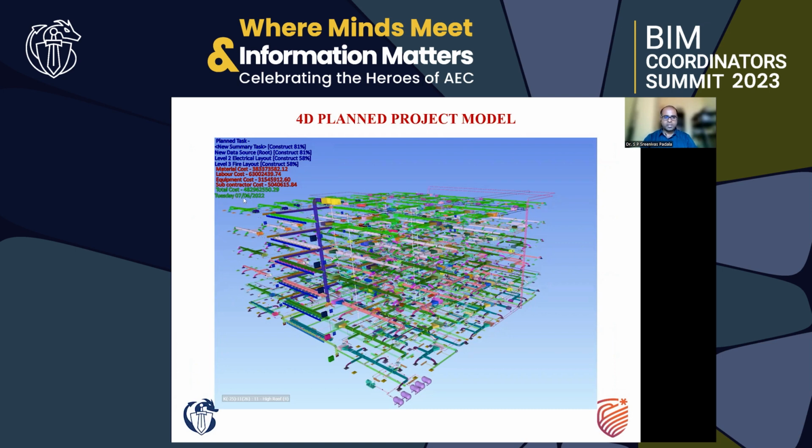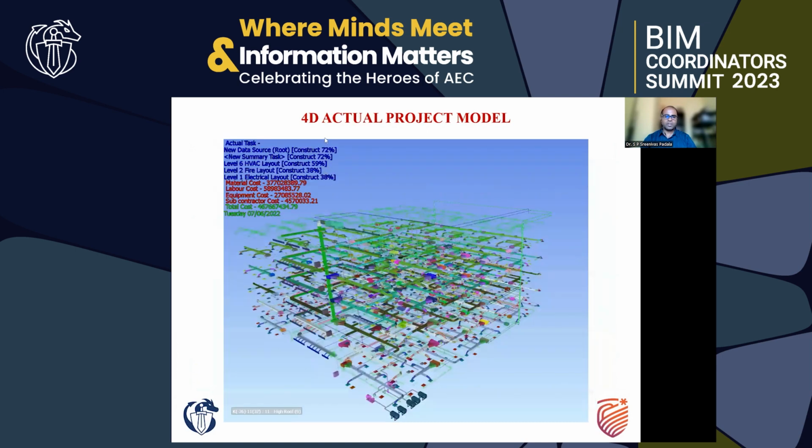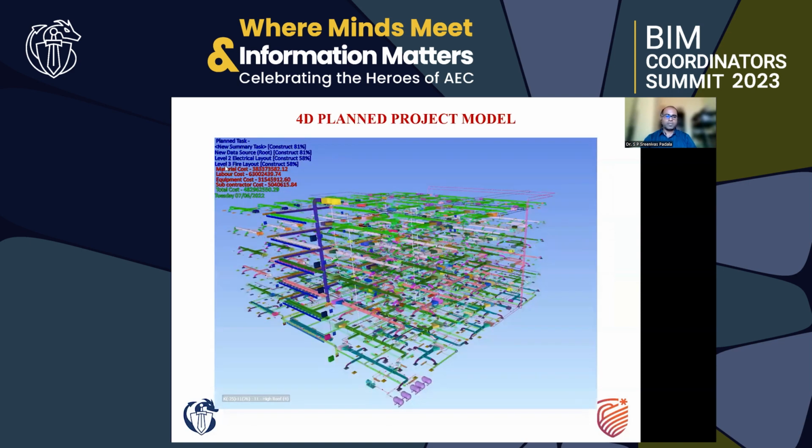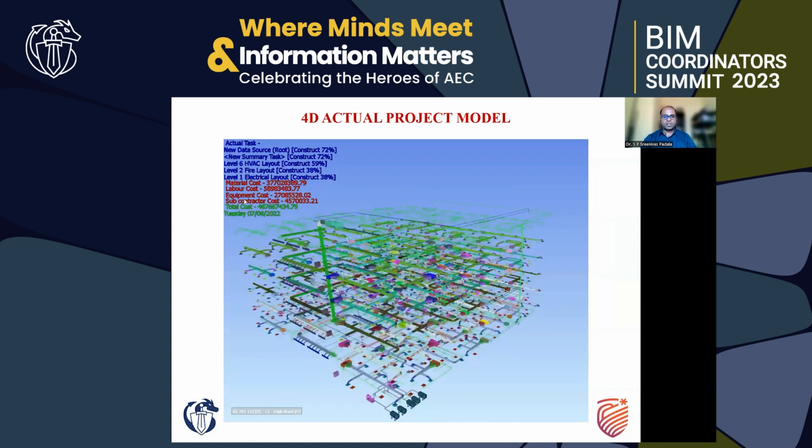It's Tuesday, 7 June 2022. On this date, this much work has to be completed. But if you check the actual work, only around 38% is completed. Only level 1 electrical layout is completed, level 2 fire layout is completed, and level 6 HVAC layout is completed. But as per plan, level 3 should be completed for the fire layout and level 2 for the electrical layout. You can also see the total cost changes.